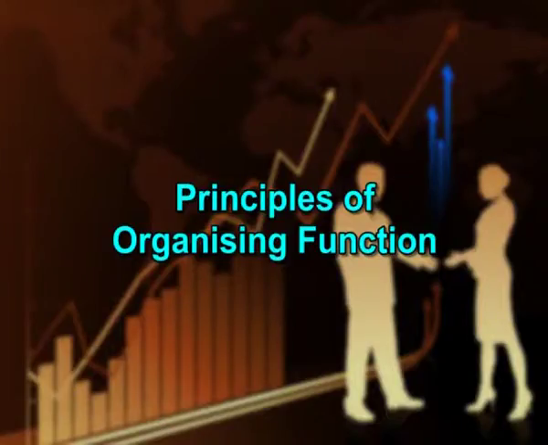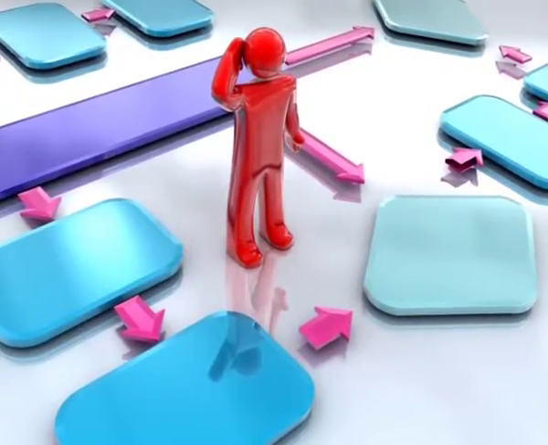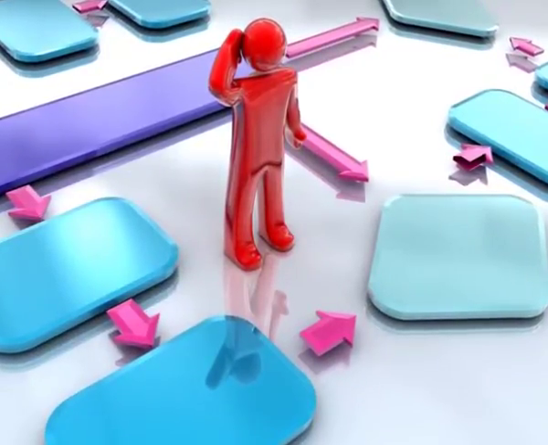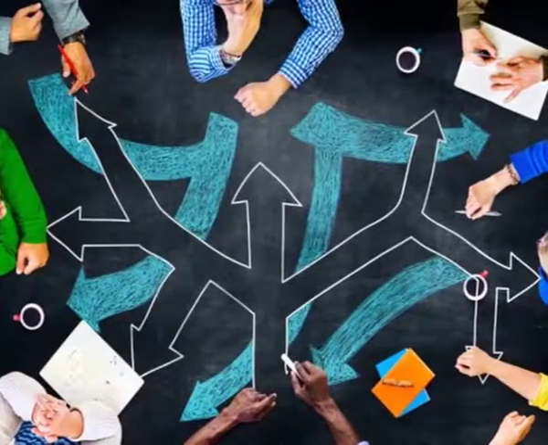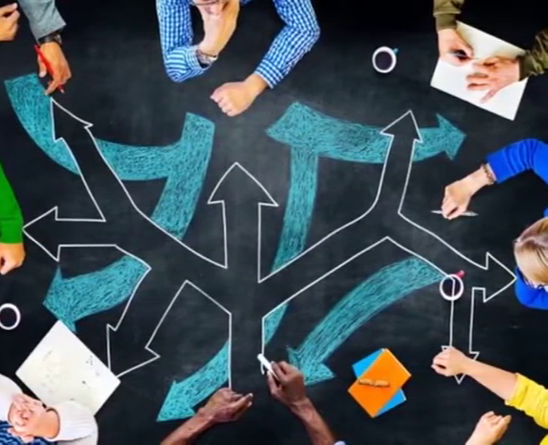Principles of organizing function. The organizing process can be done efficiently if managers have certain guidelines so that they can take decisions and can act. To organize in an effective manner, the following principles of organizations can be used by the manager.